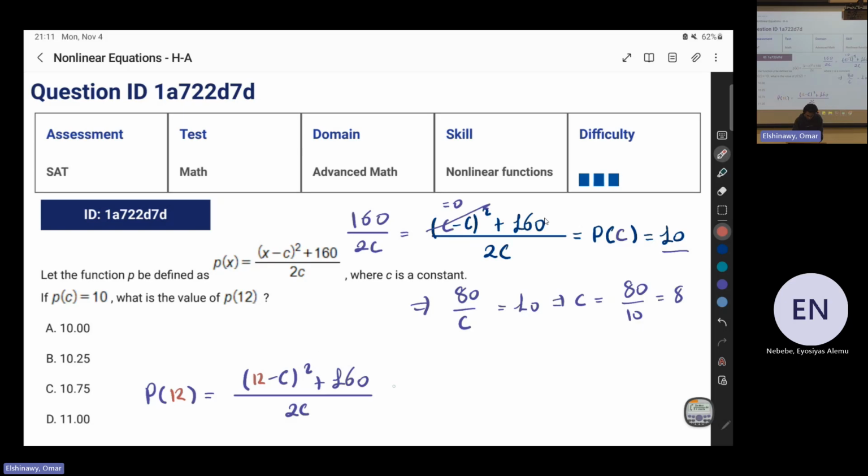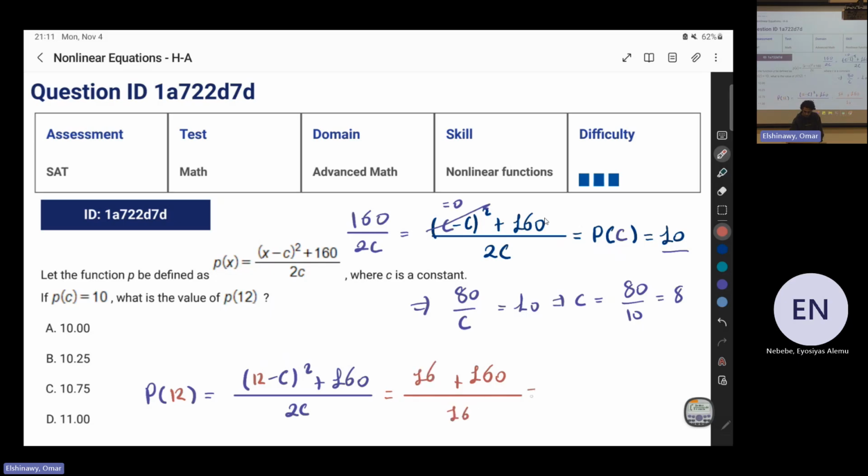Now 12 minus 8 power of 2. 12 minus 8 is 4, so 4 squared, plus 160 divided by 2c. C is 8. 2 times 8 is 16, and 4 squared is 16.